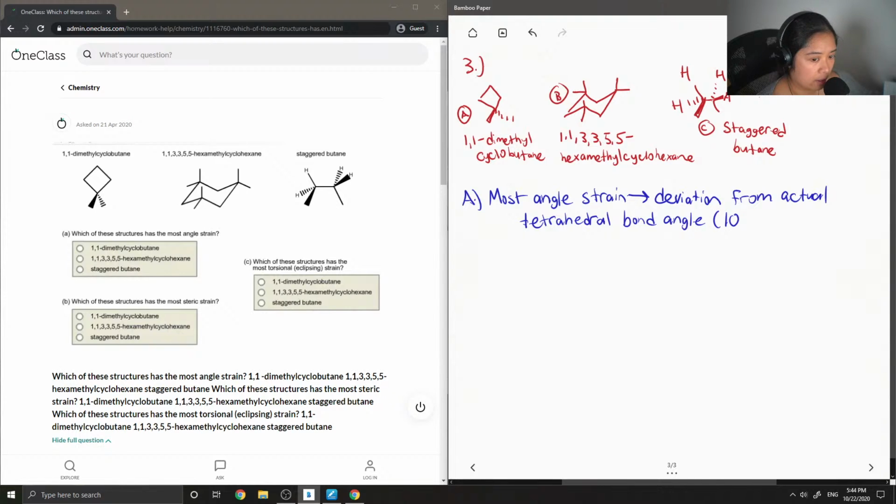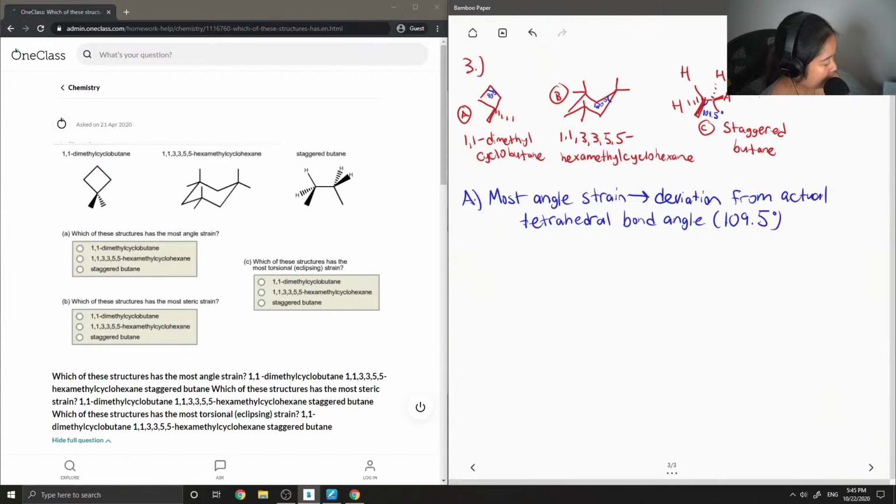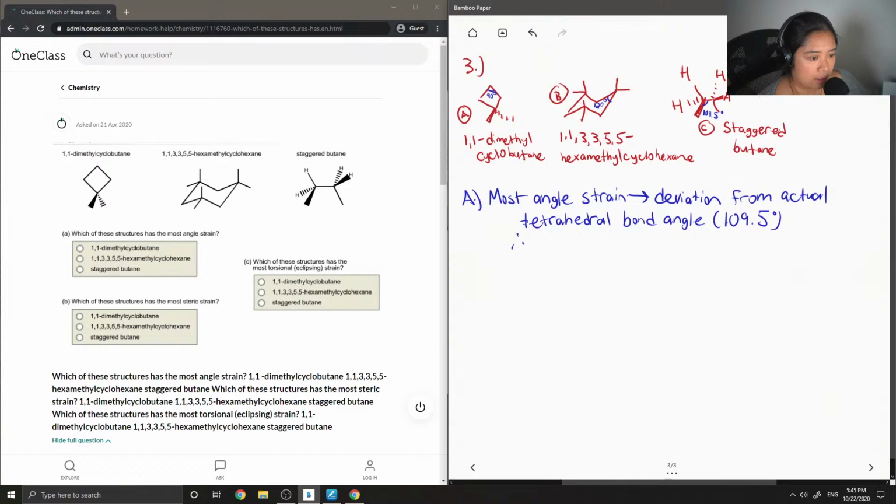So this angle is 109.5 degrees. So let's look at all of the structures. So A has a 90-degree angle in there. B, this is 120. And then if we look at the angle of the staggered butane, it's 109.5 degrees. So therefore, the one with the most angle strain is structure A.